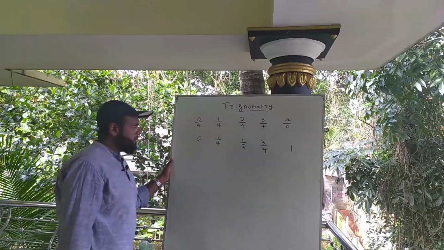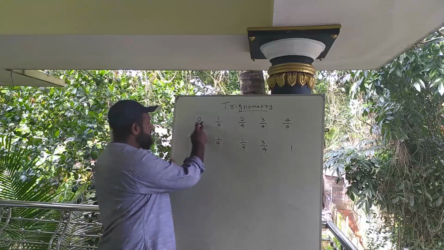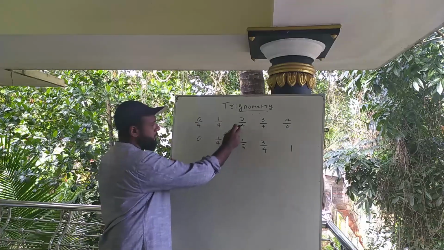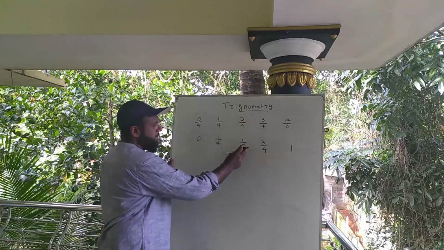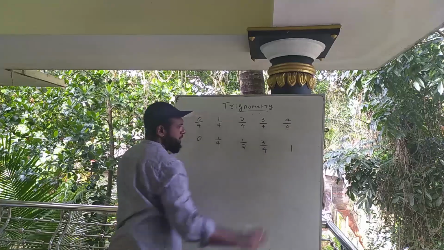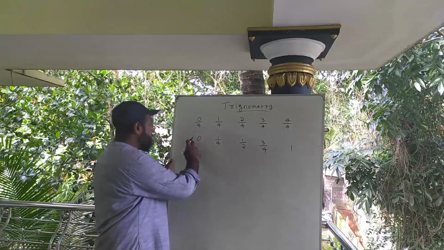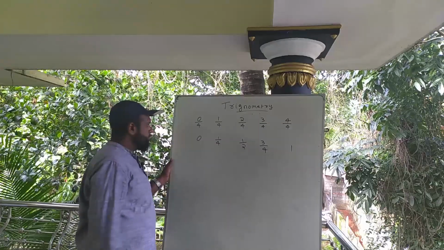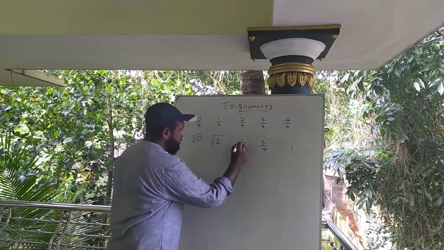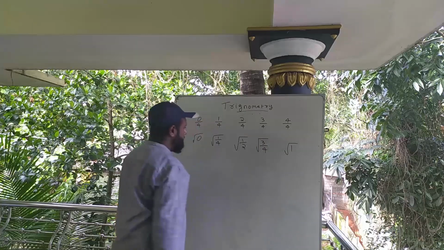We have divided all numbers by 4, that is 0 by 4 equal to 0, 1 by 4 equal to 1 by 4, 2 by 4 equal to 1 by 2, 3 by 4 equal to 3 by 4 and 4 by 4 equal to 1. Next step, we have to find roots of all these numbers. Root 0, root 1 by 4, root 1 by 2, root 3 by 4, root 1.